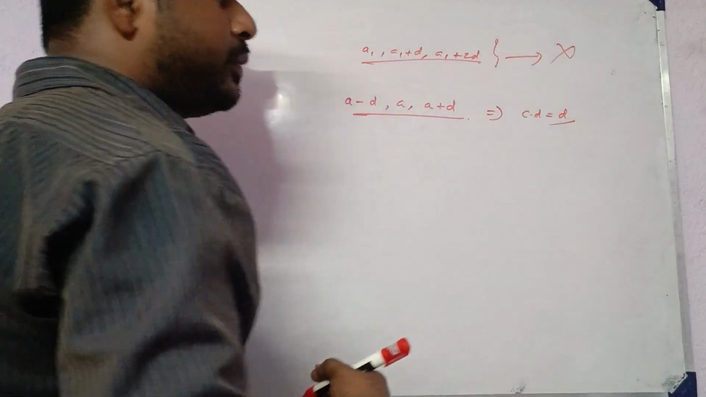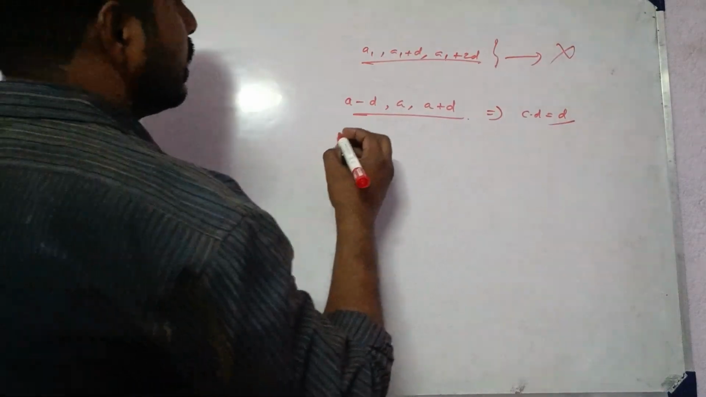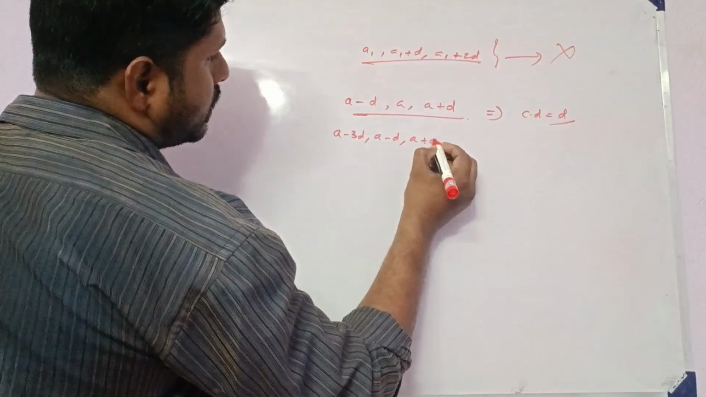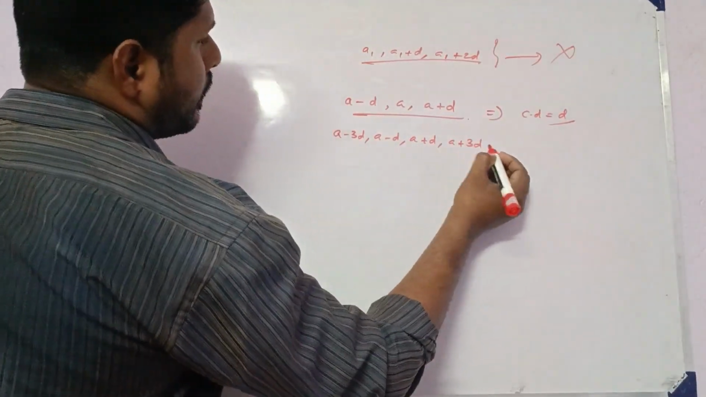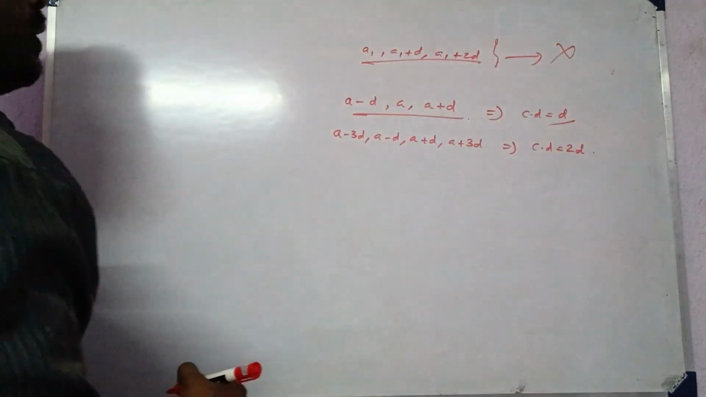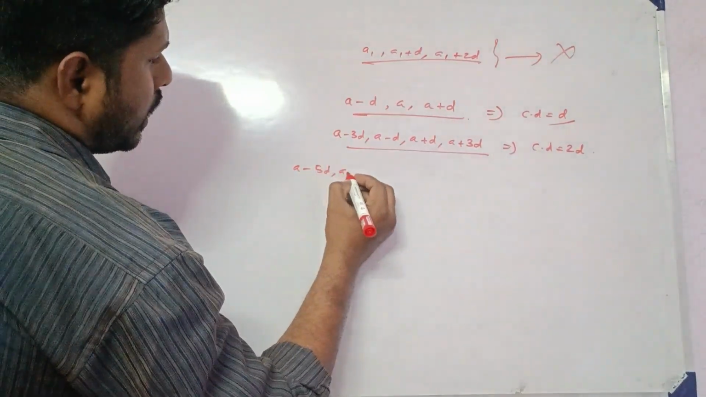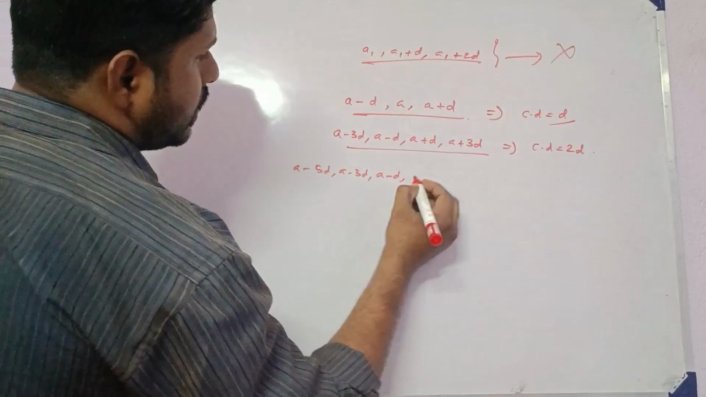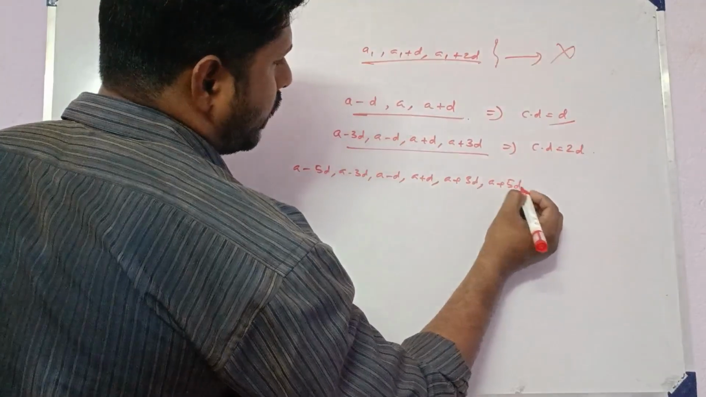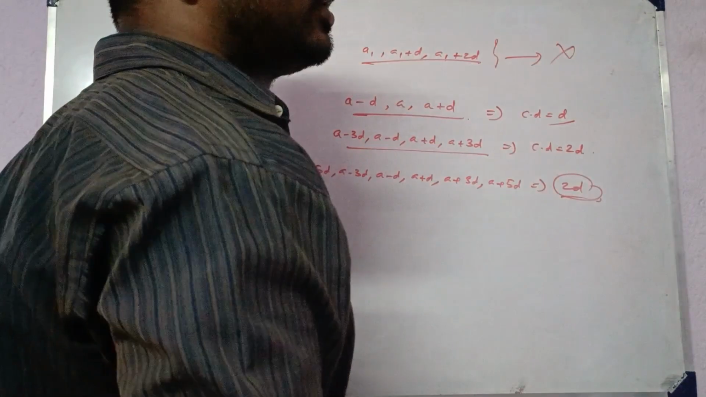If you are told the 4 numbers are in AP, then you will assume a minus 3d, a minus d, a plus d, a plus 3d. See the common difference is 2d. If you are told that 5 numbers are in AP, you will assume a minus 4d, a minus 2d, a, a plus 2d, a plus 4d. See the common difference is 2d. You will assume numbers like this and it will ease your calculation.